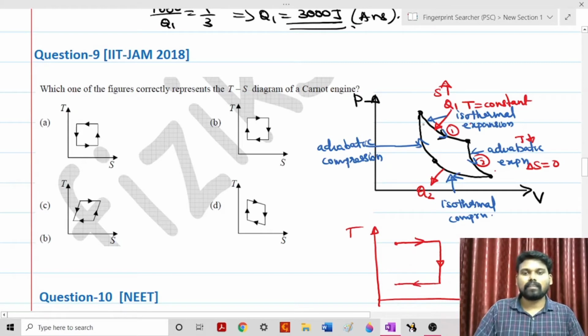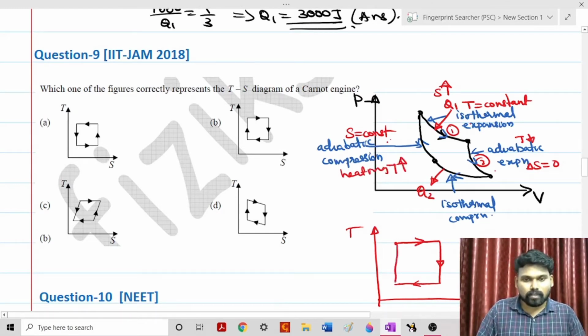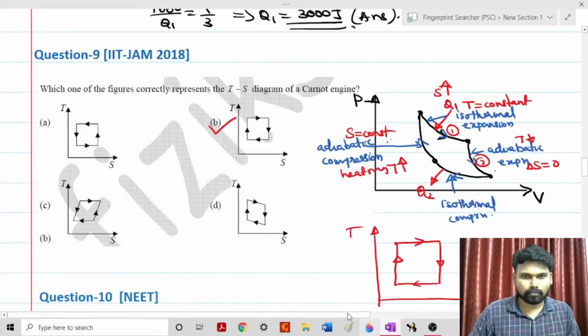Okay, and finally, it is an adiabatic compression. Adiabatic compression means entropy is constant, so the graph should be vertical. And where should it go, down or up? During adiabatic compression, heating is produced, so temperature increases. So the graph is upwards. So which one is the correct option? You can see that option B is the correct option.